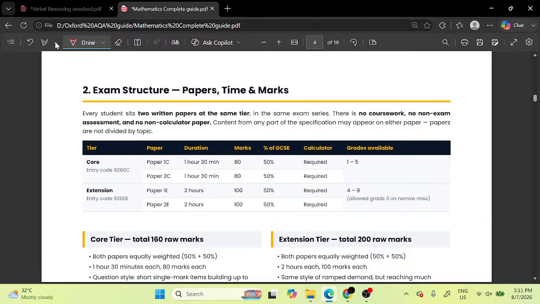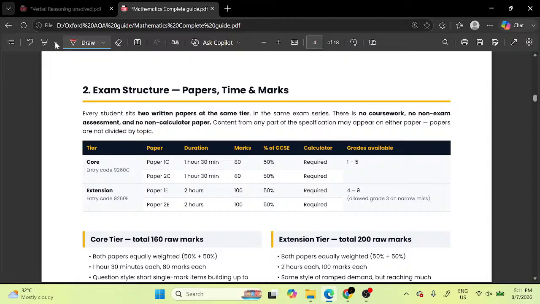Yes, there are three papers for only those students who reside in UK. So they have to give three papers: paper 1, paper 2 and paper 3. One paper is the non-calculator paper and the other two papers are calculator based.